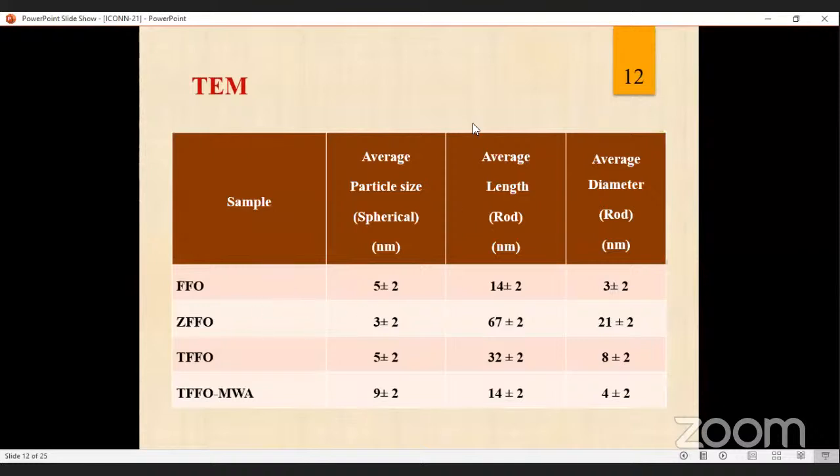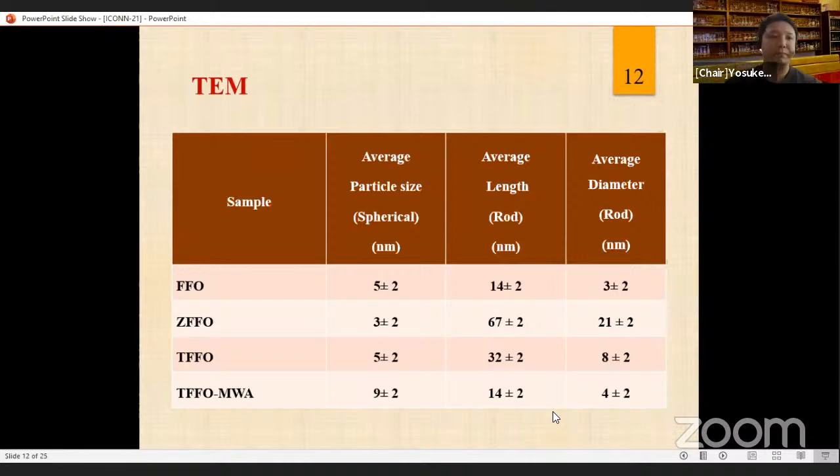In FFO, this is the average size of the spherical particles, and this is the average length and diameter of the nanorods found in all the samples. Here you can see ZFFO has big nanorods, but the number of nanorods is very low when compared to TFFO microwave annealed, which has a size comparable to that of FFO, but because of annealing, it is slightly greater. The time is over.